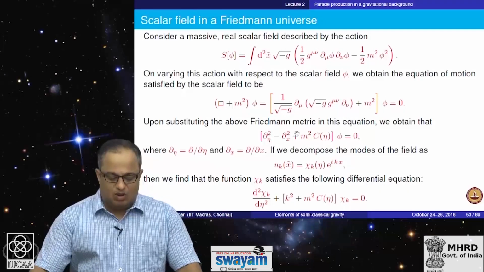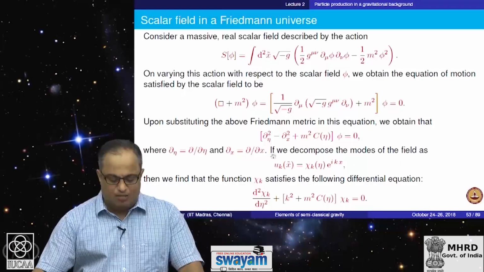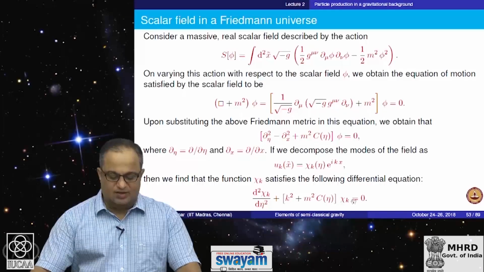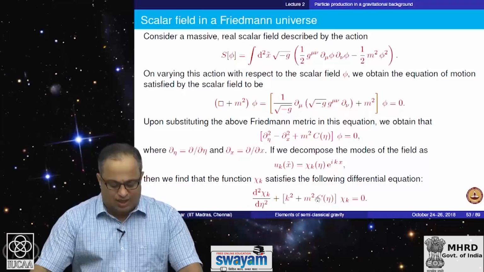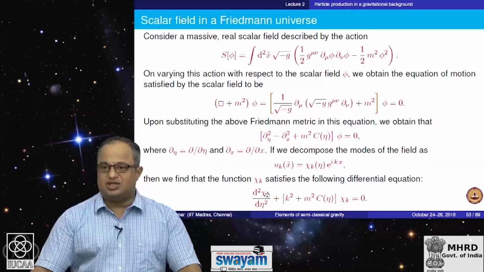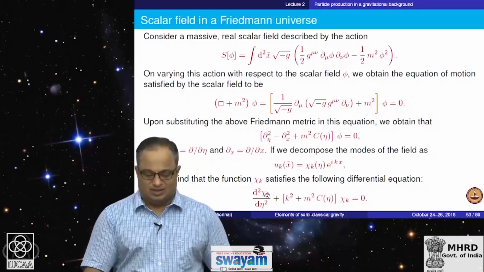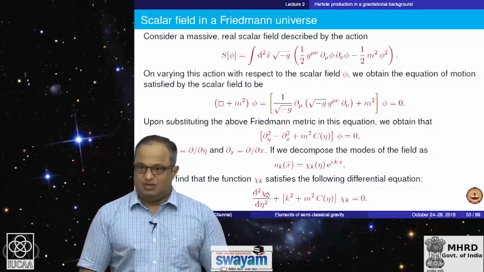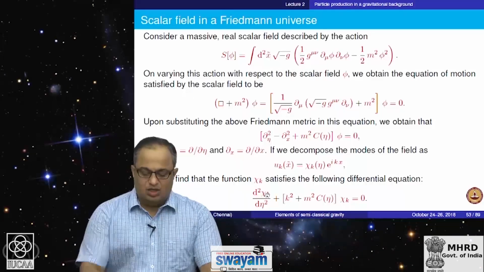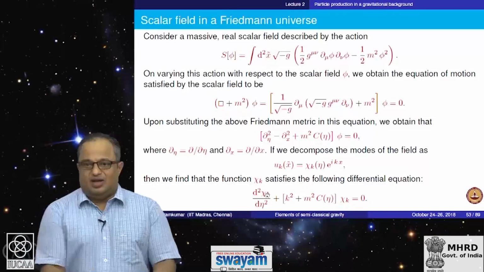I can decompose the modes because there is spatial translational invariance. I can decompose the modes in this form, and this chi k satisfies this differential equation. What I just said will be evident here. If I set the mass to 0, chi k solutions are just exponentials, and therefore there is no non-trivial evolution. It is the presence of the mass that takes into account the effect due to C of eta. So, I need to solve this differential equation, and evidently it will have two solutions.